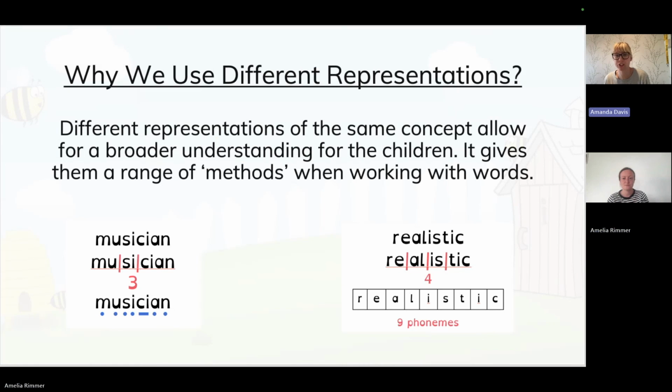So throughout the Spelling Shed resources, we do use different representations of the same concept, and it just allows for a broader understanding for the children. It gives them a range of methods when working with words. It's a bit like when you're obviously learning maths. If you're doing addition, subtraction, multiplication, you do different methods, a range of methods to reinforce and to let children then decide which ones they think will be most effective to use. So using the different representations we find is really, really valuable for the children.